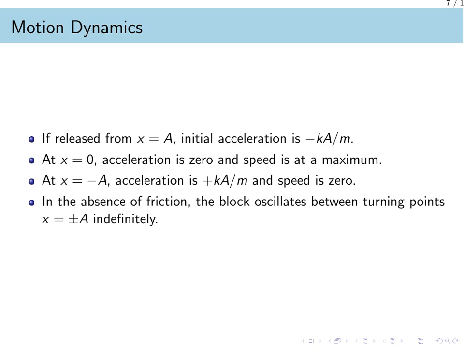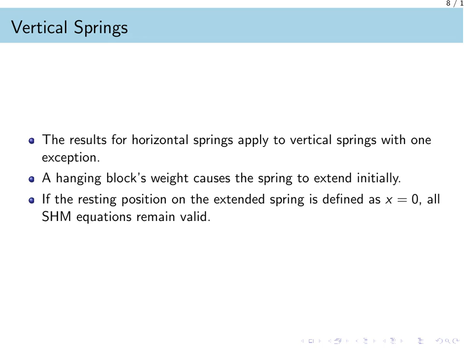Looking at the dynamics of this motion, if the block is released from a maximum displacement called A, the initial acceleration is the negative of the spring constant times A divided by the mass. As the block passes through the equilibrium position, where the displacement is zero, the acceleration becomes zero, and the speed reaches its maximum value. When the block reaches the opposite end at negative A, the acceleration is positive, and the speed returns to zero. In an ideal system without friction, the block will continue to oscillate between these two turning points indefinitely.